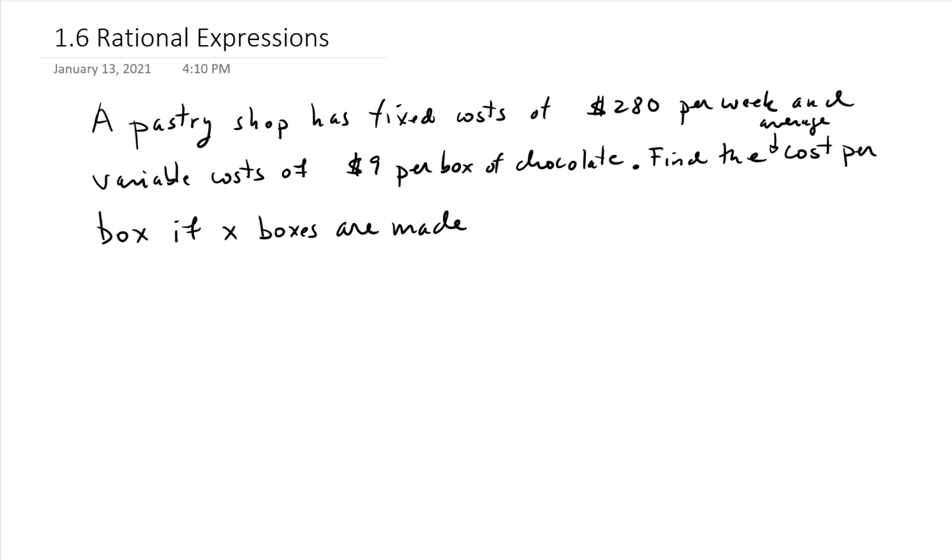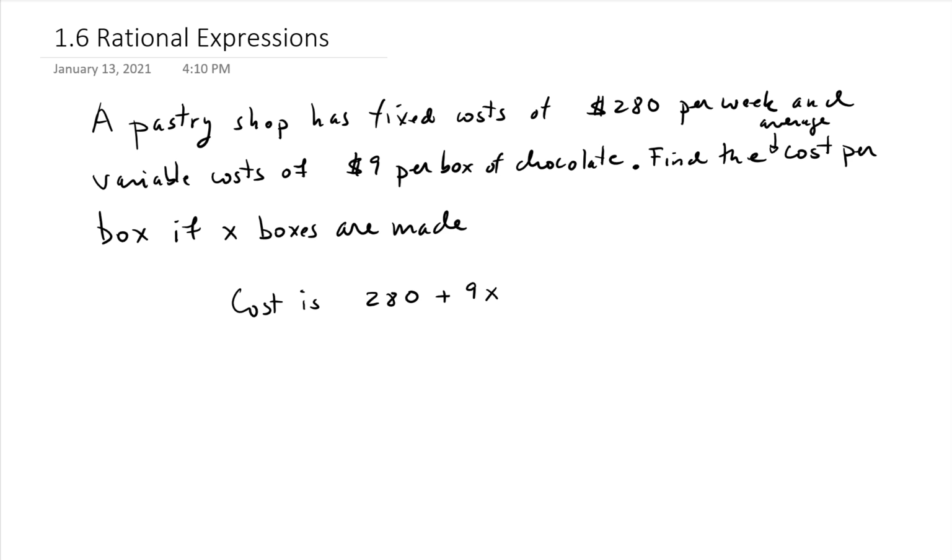So before we find the average cost, let's just find the cost for producing x boxes. Okay, well, what's the cost? Cost is the fixed cost plus the variable cost. Now the variable cost depends on how many boxes you sell. So it's $9 per box times the number of chocolate boxes you sell. So it's 280 plus 9x, that's going to be your cost.